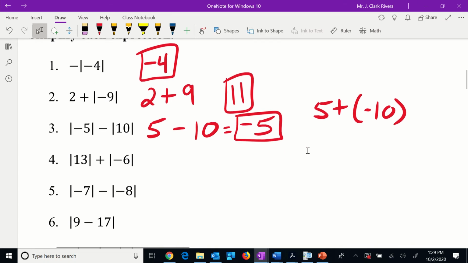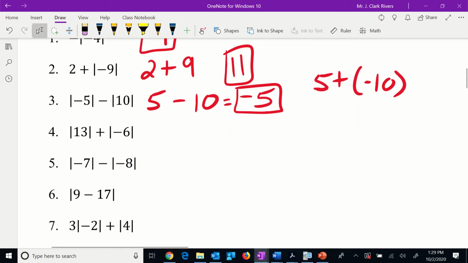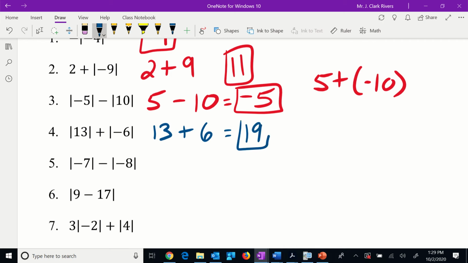Number 4, the absolute value of 13. I'm going to change colors here. The absolute value of 13 plus the absolute value of -6, that's going to be 13, plus, what's the absolute value of -6? 6. 13 plus 6, we get 19. 19 on number 4. Number 5, the absolute value of -7 minus the absolute value of -8.